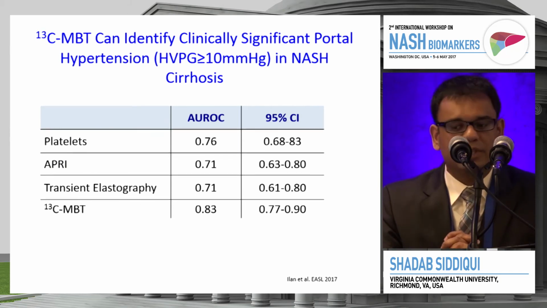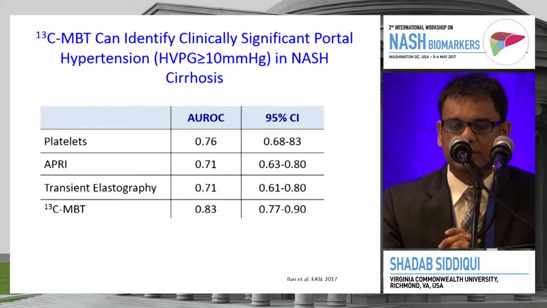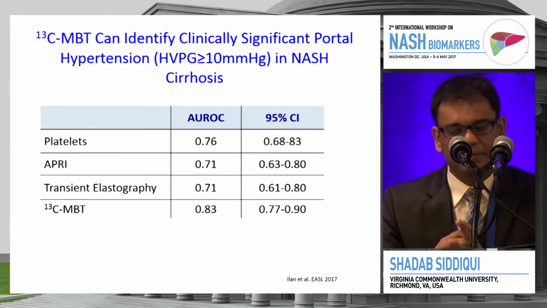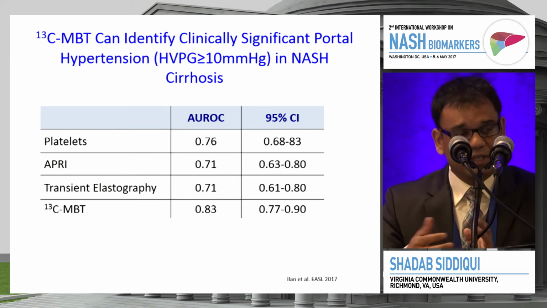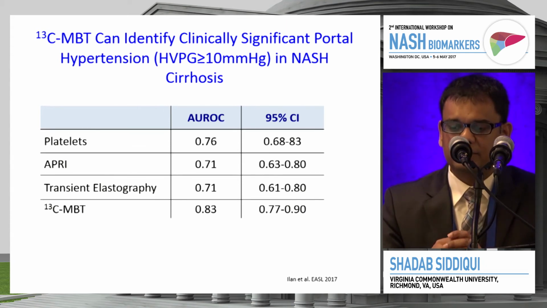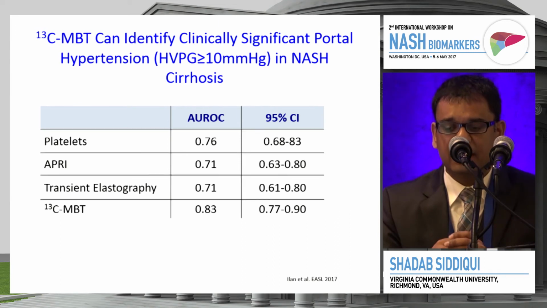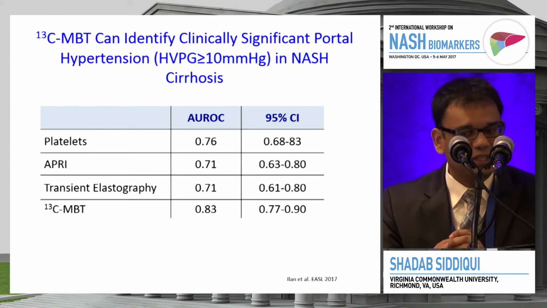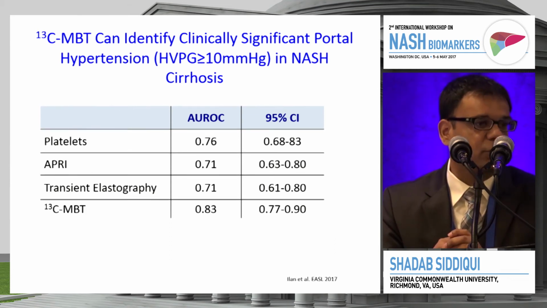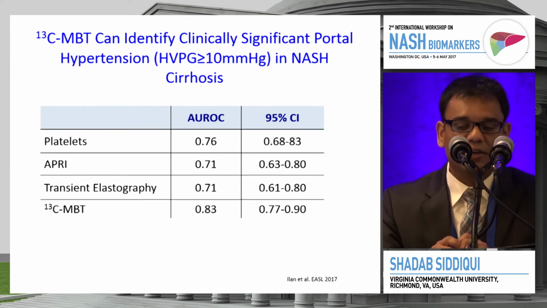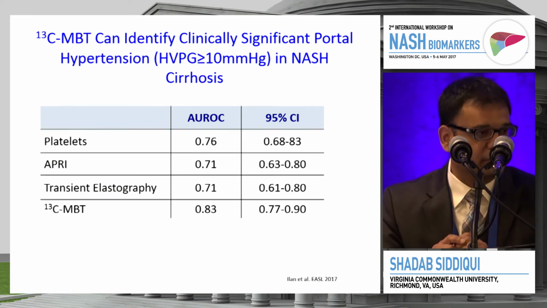An important question that comes up is, can we identify patients who have clinically significant portal hypertension non-invasively and thus prevent them from having a liver biopsy and portal pressure measurements? This study looked at NASH cirrhosis patients who were part of another clinical trial who had MBT performed, and it compares the accuracy of platelets, APRI, transient elastography, as well as MBT. MBT outperformed other modalities in predicting presence of clinically significant portal hypertension. Now, if additional cutoffs are applied to the same data, the accuracy of MBT improves even more.